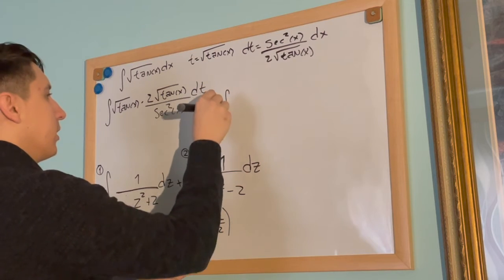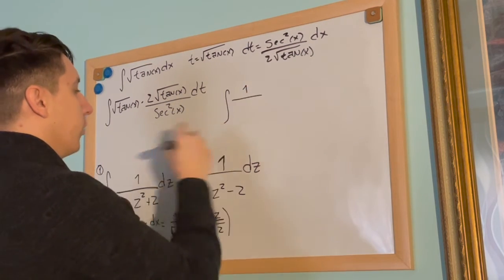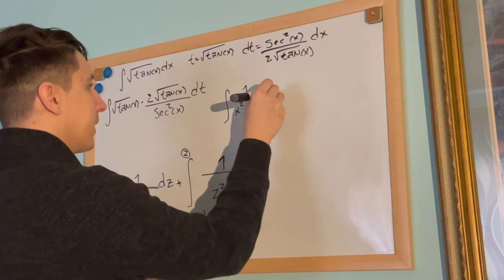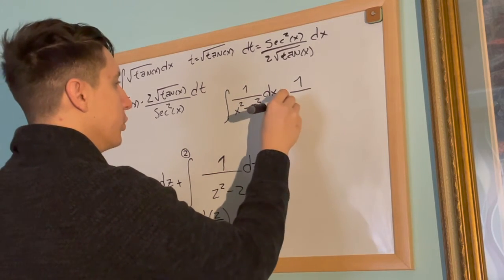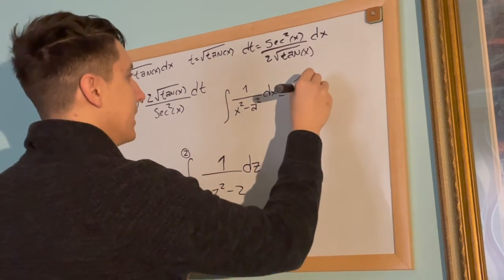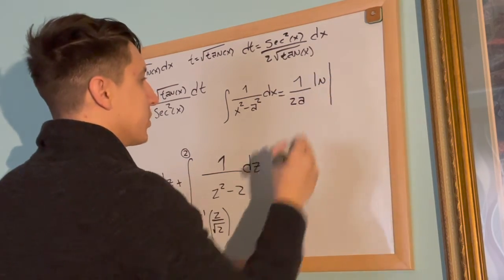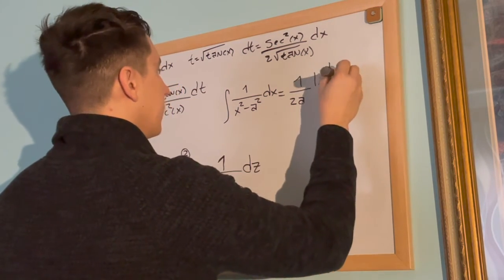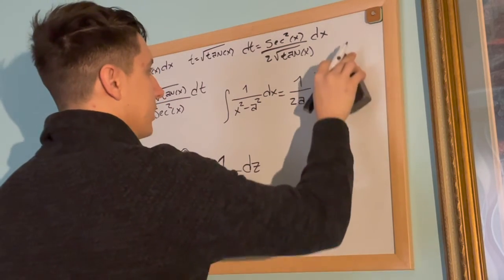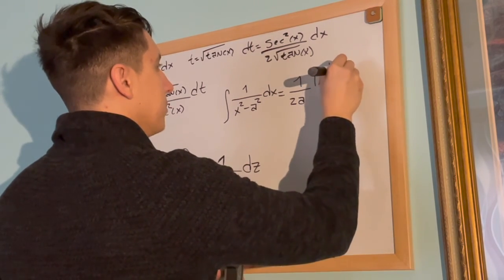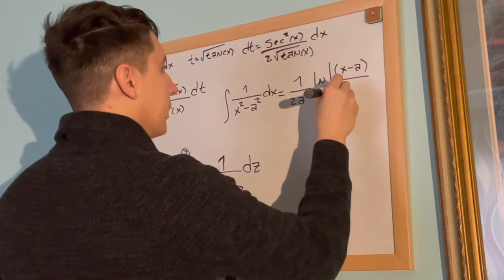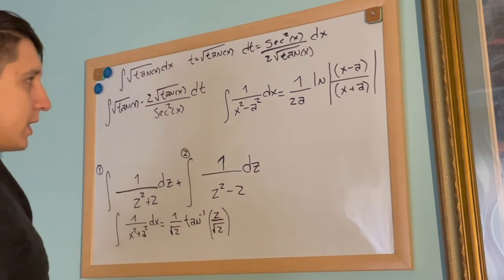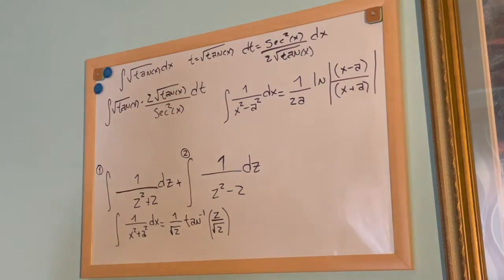Let me actually do it up here. The integral of 1 over x squared minus a squared dx is equal to 1 over 2a times the natural log of the absolute value of x minus a all over x plus a. And of course that's going to be plus c. But for our sake right here, this is what we're just going to have.